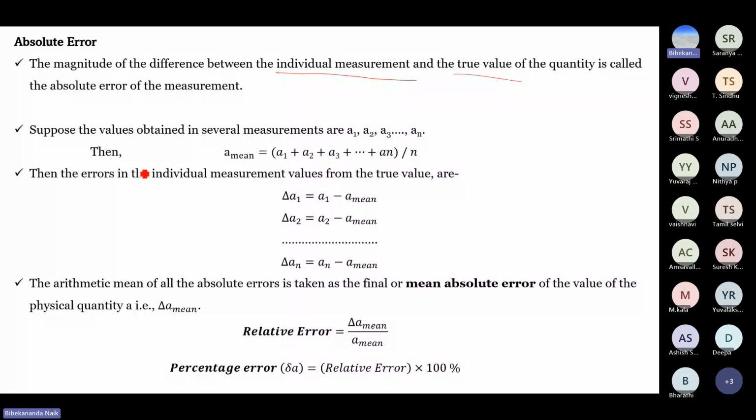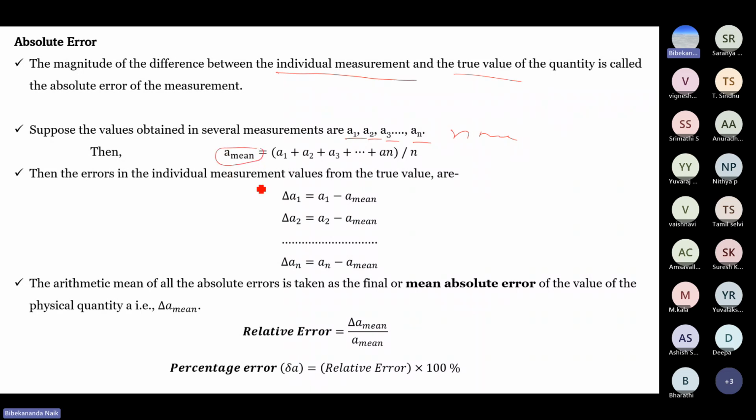Suppose you took several measurements like A1, A2, A3 up to N measurements, where A1 is the first value, A2 is the second value, and so on. After doing the experiment n times, if you calculate the mean value, it will be your result or true value. A mean will be A1 plus A2 plus A3 up to AN divided by the number of experiments.